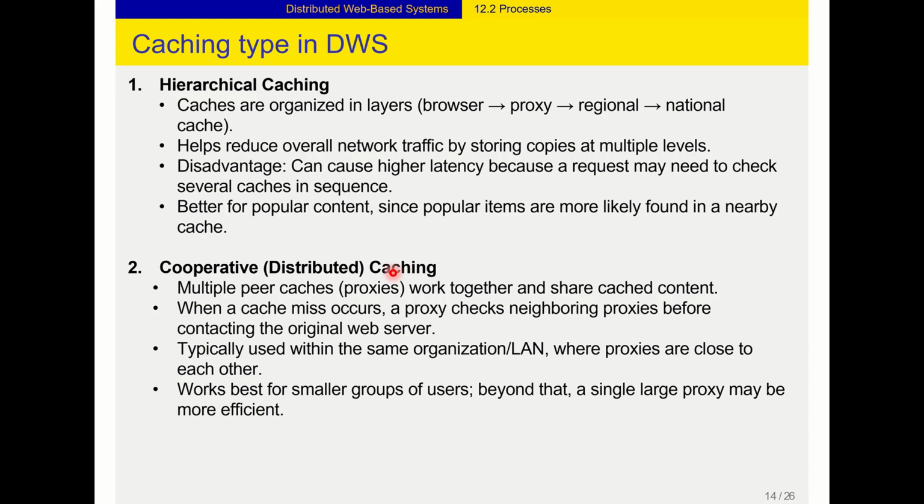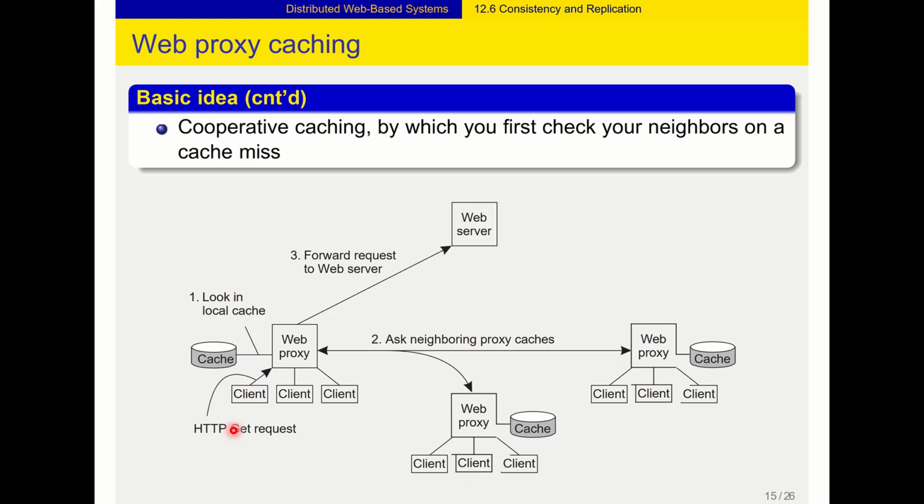And then we have cooperative or distributed caching. Here, multiple peer caches or proxies work together and share cache content. If there is a cache miss, which means that when you look up the content, it is not in the cache, a proxy checks neighboring proxies before contacting the original web server. This is typically used within the same organization and LAN, where proxies are close to each other. It works best for a smaller group of users. Otherwise, a single large proxy may be more efficient.